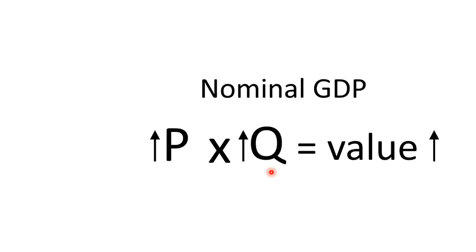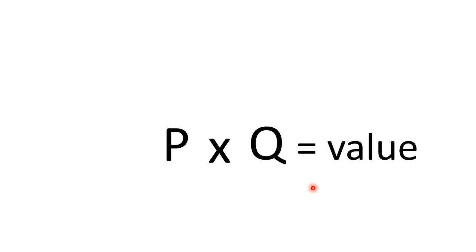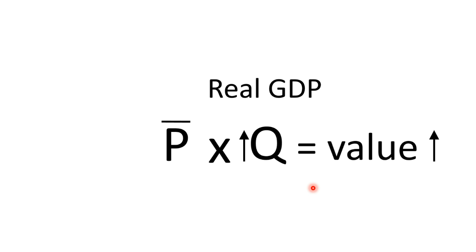Now you can see a bit of a problem. If P goes up and Q remains the same, nominal GDP will go up, and that will give us a false signal that economic activity has gone up because Q really hasn't changed. So what we need to do is we need to hold P constant. If P is constant and then the value of output goes up, we know it must be due to an increase in output. And that's what we call real GDP.